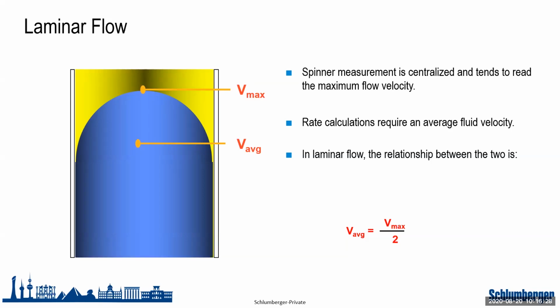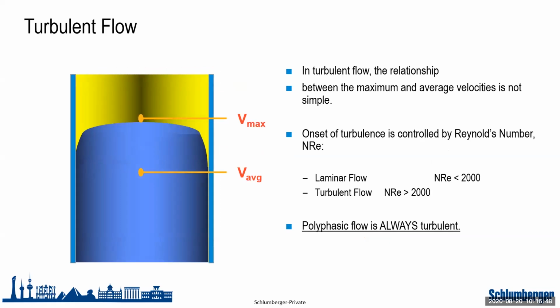And in laminar flow, the average velocity, which is what I actually would like to measure, is equal to the maximum velocity divided by 2, okay? This is the case for laminar flow, but in reality, in the oil field, we don't really deal with laminar flow. We deal with turbulent and transition flow. In turbulent flow, the relationship between the maximum velocity and the average velocity is given by something called the velocity profile correction factor.